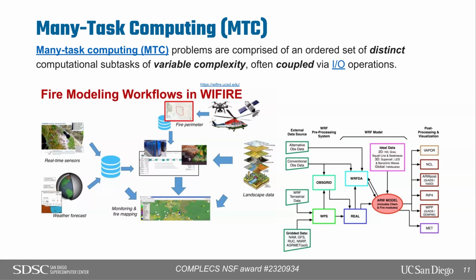There's always a lot of pre-processing and post-processing, even if you have a massive weather simulation in the middle of the workflow, right? So there are simple tasks, complicated tasks, and there's usually an order in which those tasks need to be solved, with the inputs and outputs coupled together to get to your ultimate result, right? And so many task computing sits in the middle of, I would say, high throughput computing and high performance computing, right?